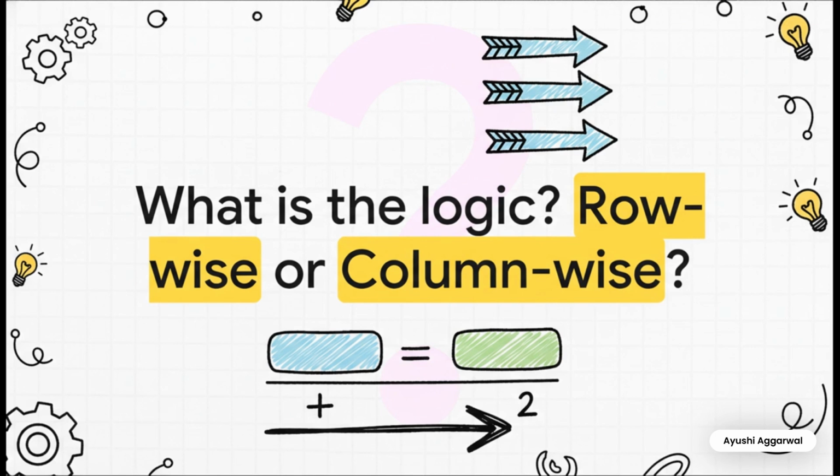But now look row-wise. In the first row, how can we get 19 from 26 and 12? Well, if we add 26 and 12, we get 38, and if we divide that by 2, we get 19. Let's confirm this with the third row. 23 plus 17 is 40. Divide 40 by 2, and you get 20. The pattern is confirmed. So for our answer, 32 plus 16 is 48, and 48 divided by 2 is 24.